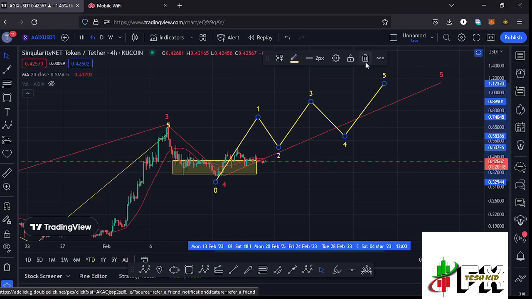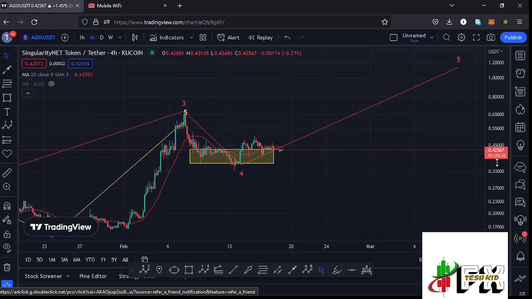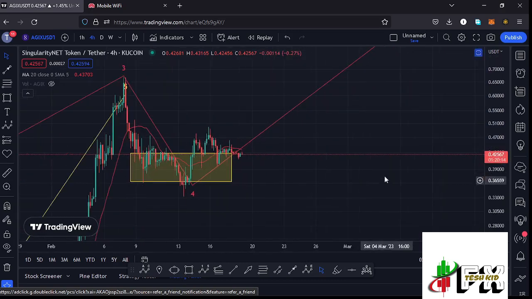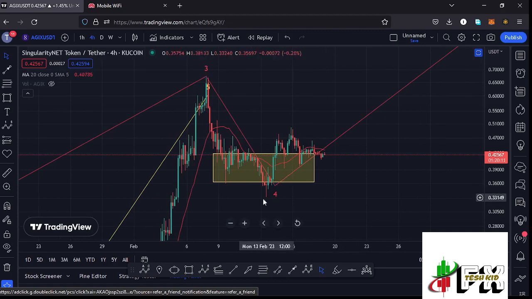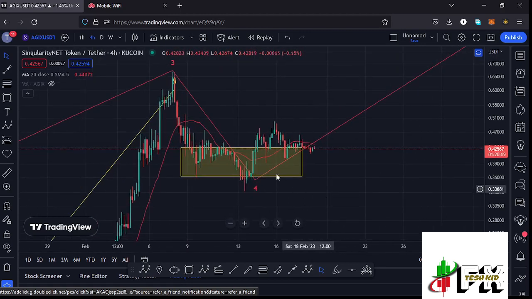wave 5. And I believe we are seeing such a scenario here on the charts, where you can see that after making our low in the formation of that wave 4, we started this massive bounce to the upside, making a high at around the $0.5 mark in what I'm terming as that first wave to the upside, so we can term this as the first wave to the upside.